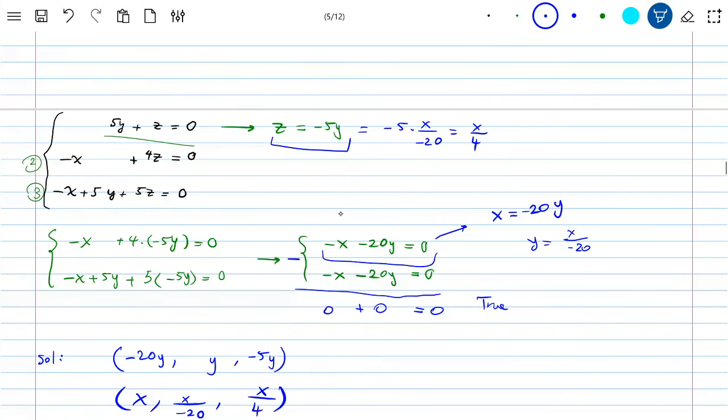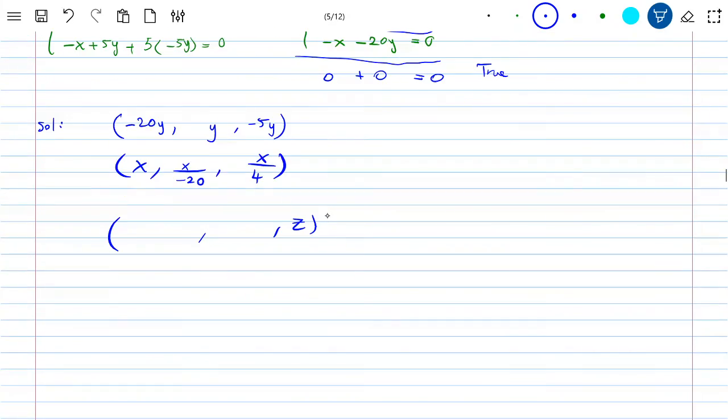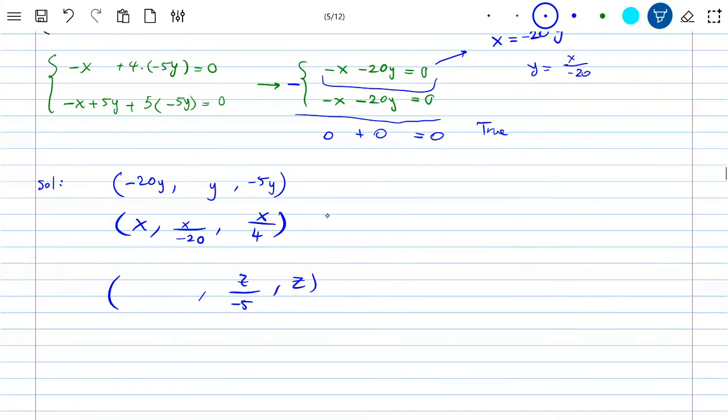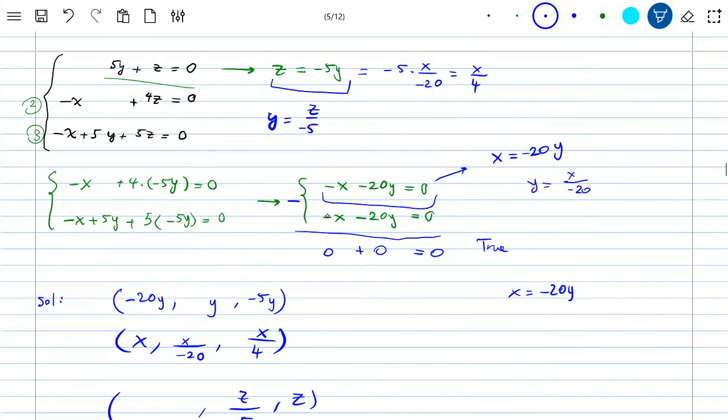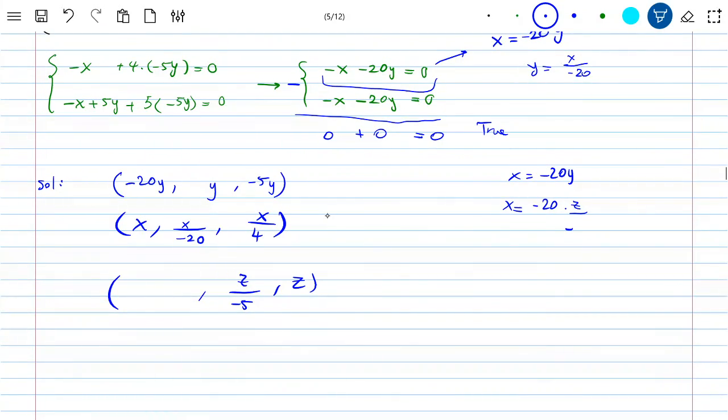What do I get for x? What do I get for y? You can find out what y is. Y would be z divided by negative 5. So instead of y, I write z divided by negative 5. Instead of x, which was negative 20y, we figured this out through this equation, x becomes negative 20 times z divided by negative 5, since y was that. X equals 4z. So instead of x, I'll replace with 4z.